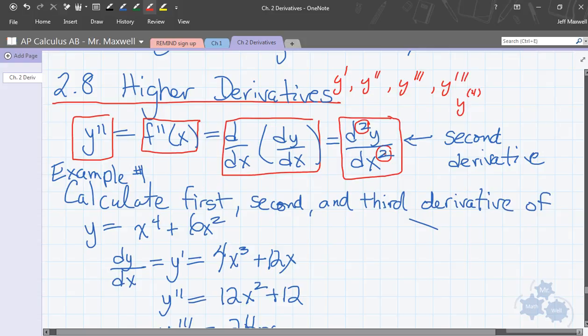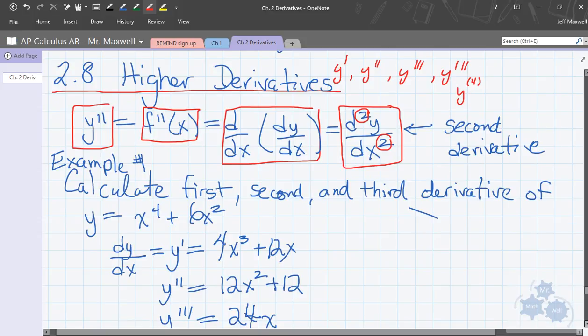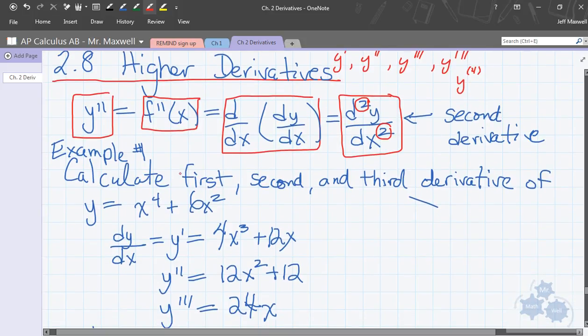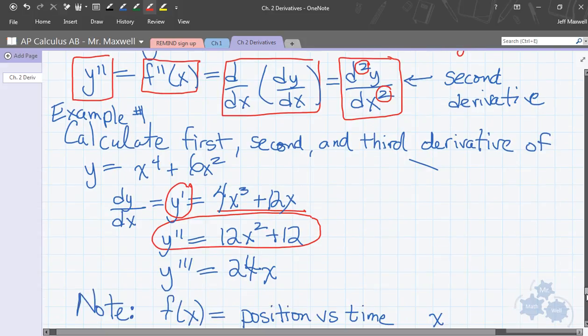Now, the concept is really simple. You know how to take the first derivative, and that's all you need to know for this section. To find the second derivative, you calculate the first derivative, and for this example right here, for y equals x to the fourth plus 6x squared, the first derivative looks like this, and the second derivative is simply the derivative of the derivative. And so you get a second derivative that looks like this. If you wanted to find the third derivative, you would take the derivative of the second derivative. You see what's happening? So that's what higher derivatives mean.